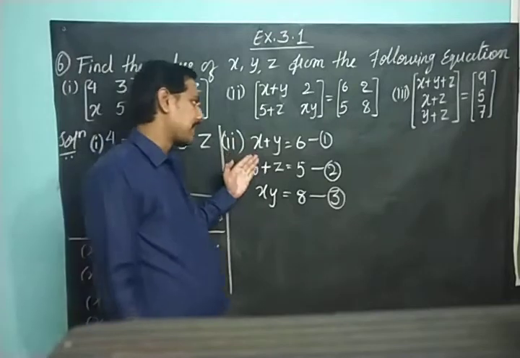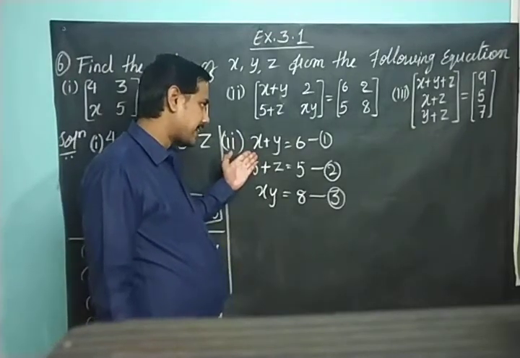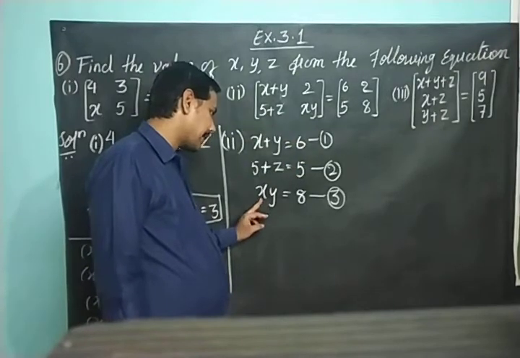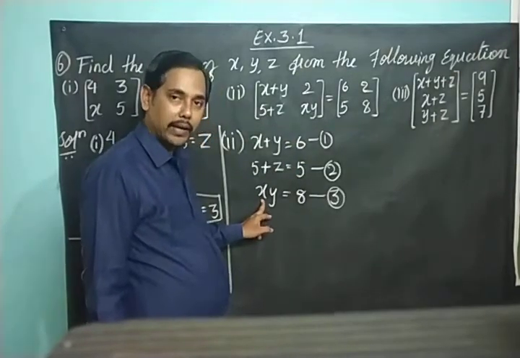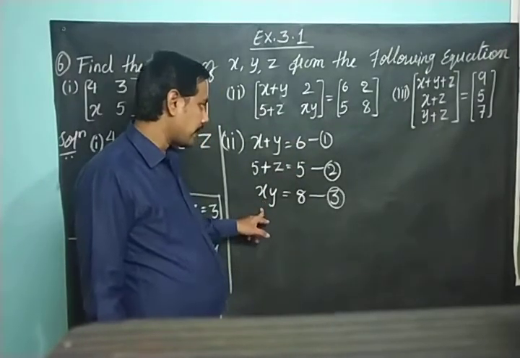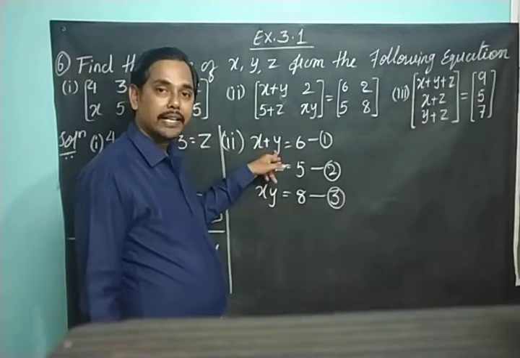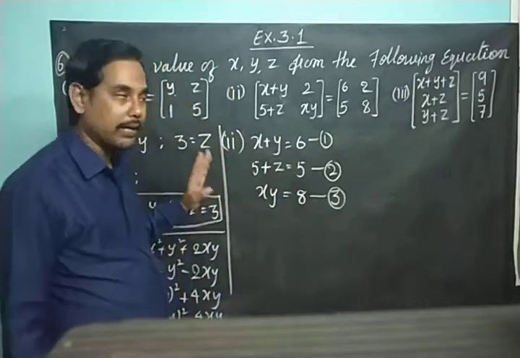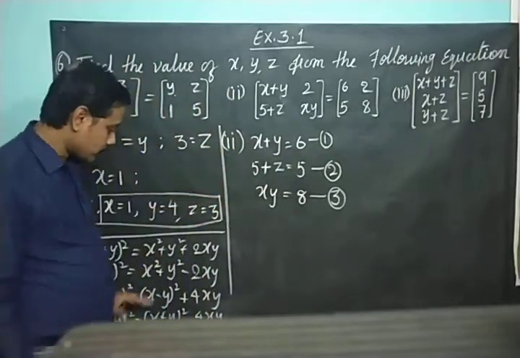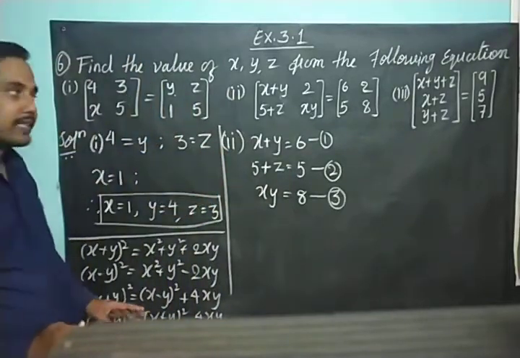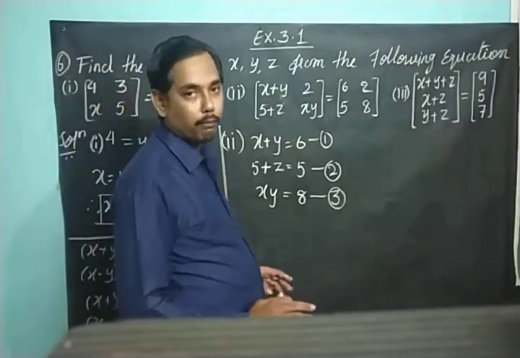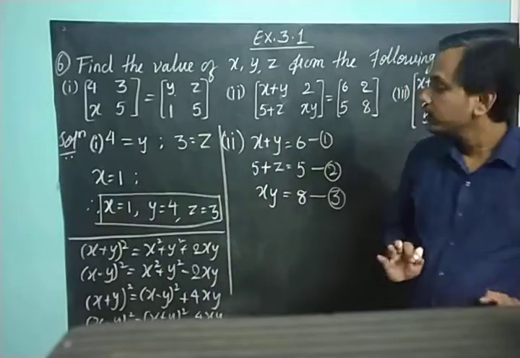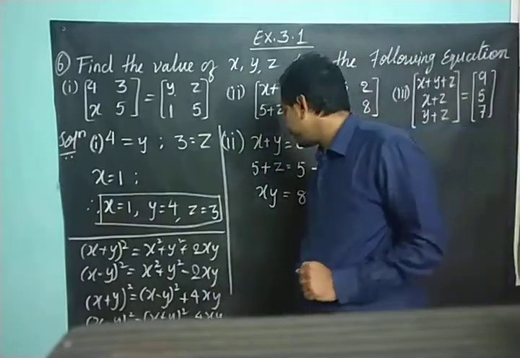If you represent equation 1 in terms of x, that is x is equal to 6 minus y, you need to substitute that 6 minus y here. Then you will get the value of y. Once you get the value of y, substitute it here and you will get the value of x. You can try this method at home by yourself. Both methods are going to give you the same answer. So let's continue with this method.